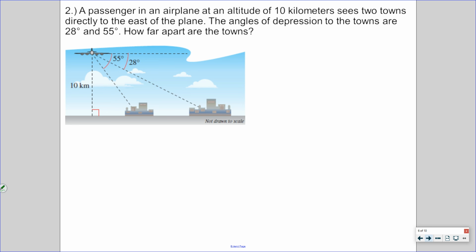A passenger in an airplane at an altitude of 10 kilometers sees two towns directly to the east of the plane. The angles of depression to the towns are 28 degrees and 55 degrees as shown. Remember, angle of depression is from a line parallel to the ground to the line of sight down. So 28 to the further town, 55 to the closer town. How far apart are the towns? You've got to find this distance.